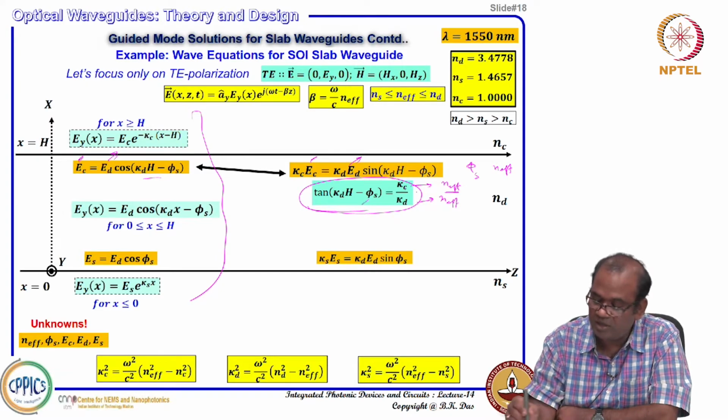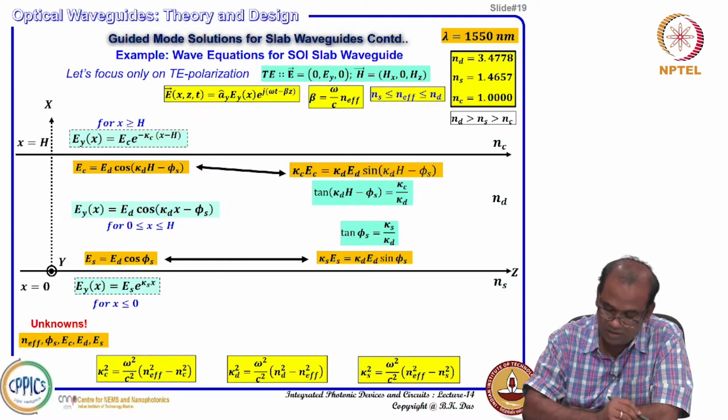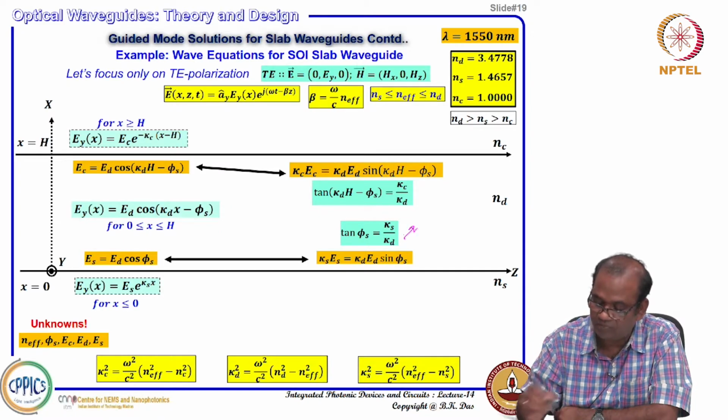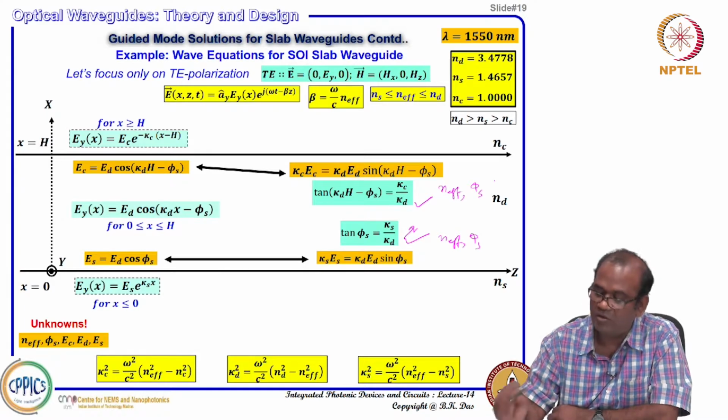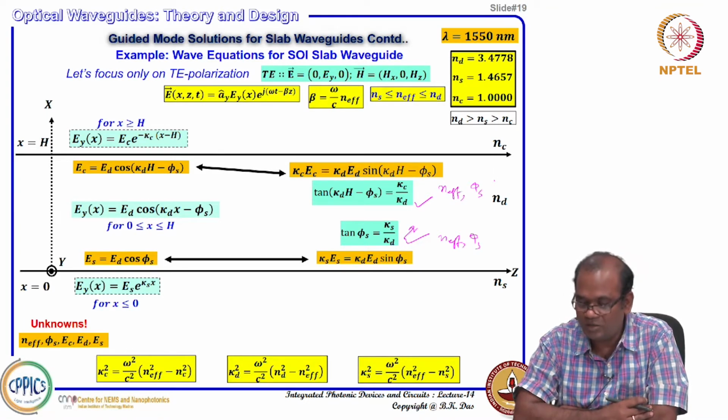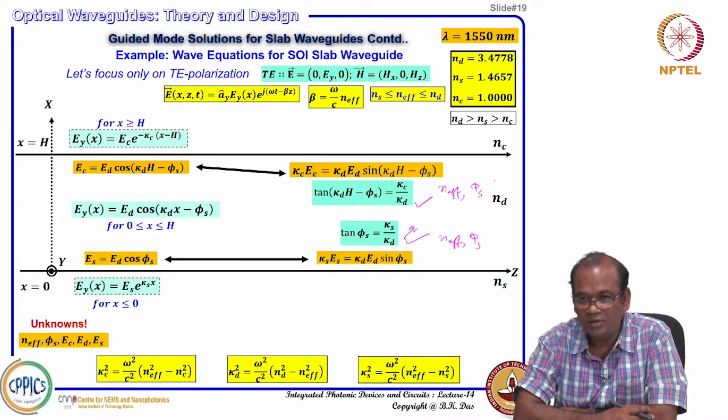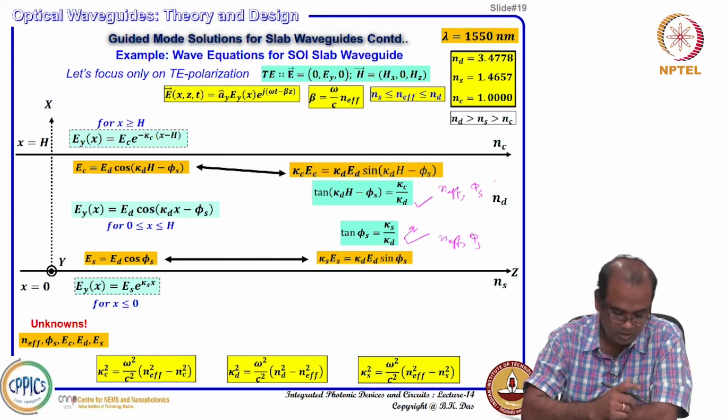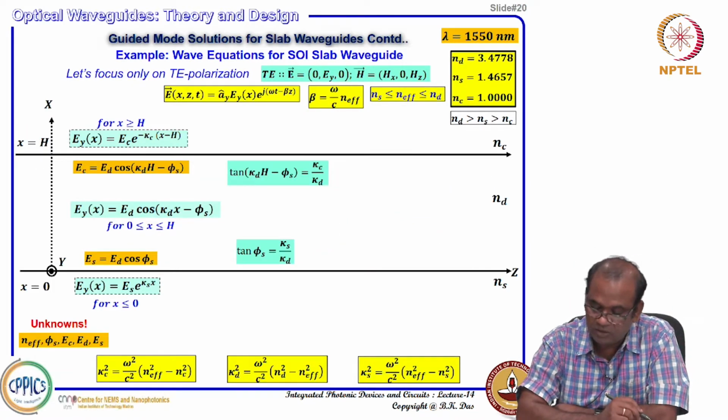So, relating this, I get one equation, and if I relate these 2 equations, I get another equation. Again I have 2 unknowns, n effective and phi s. So, I have equation number 1 and equation number 2, with 2 unknowns. It would be easier to solve these 2 equations, but since they are not so easy to eliminate one and get a solution by the Gaussian elimination method, we move in a little bit tricky way.